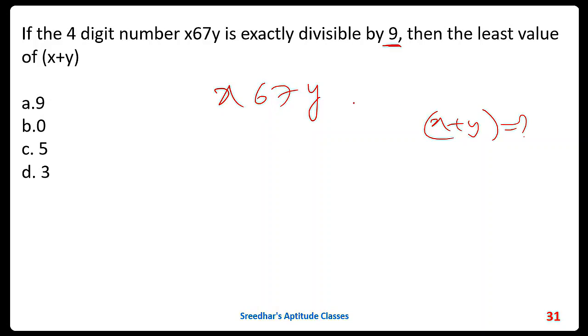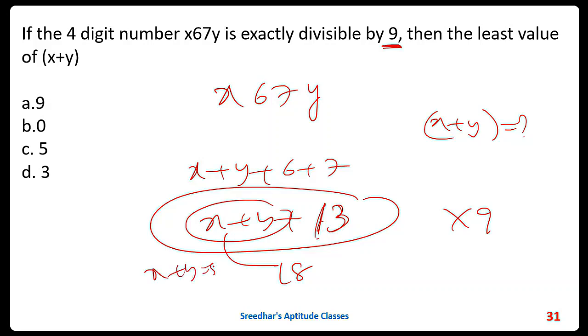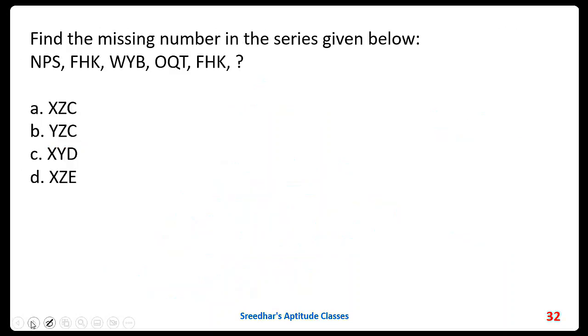So when do we say a number is divisible by 9? If the sum of the digits is divisible by 9. Sum of the digits: x plus y plus 6 plus 7, which is x plus y plus 13. If this has to be a multiple of 9, what is the nearest multiple of 9 to 13? 18. So to get 18, x plus y must be 5. Option C. Is that clear? Because if x plus y is 5, you get a total of 18, which is divisible by 9. Simple question. Okay, next one.